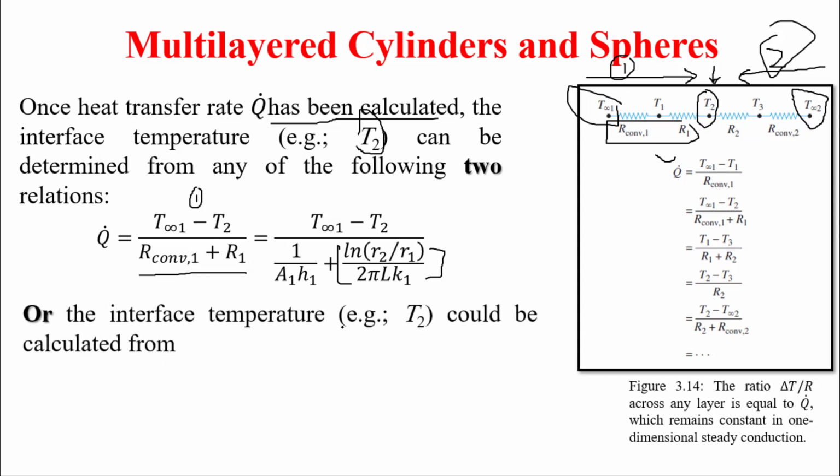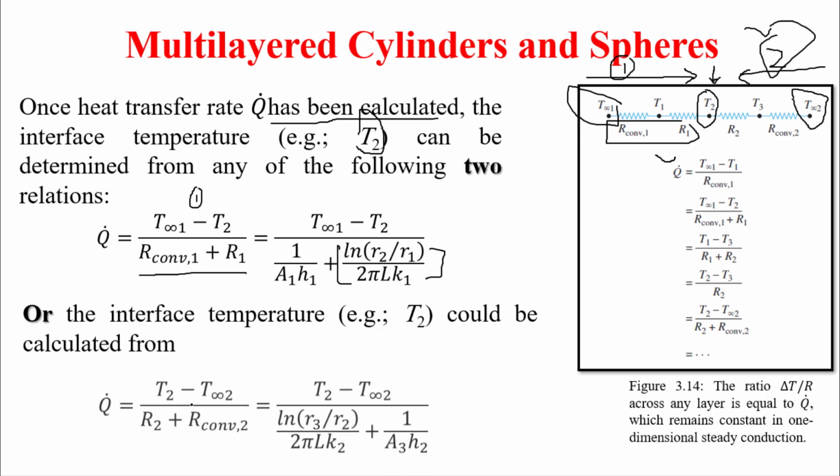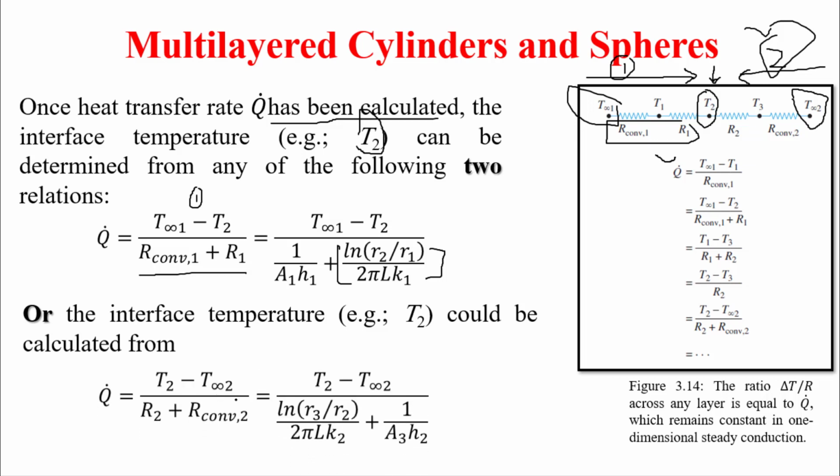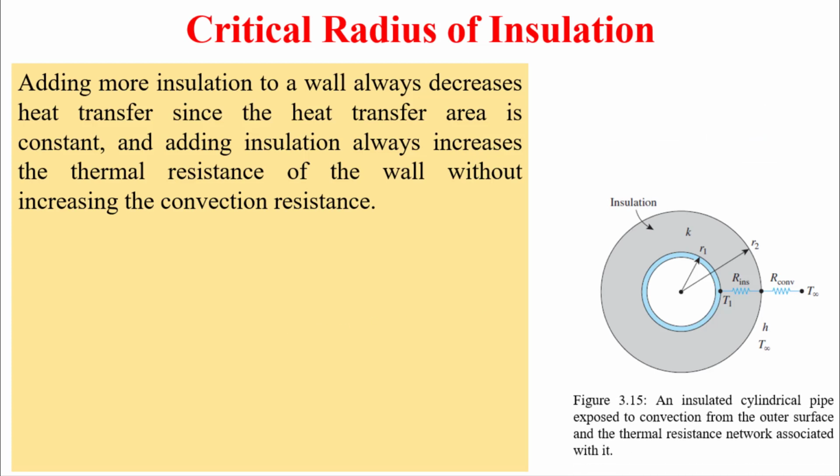Okay, so we can come from the other side and name it this side, which is equal to T2 minus T infinity 2 divided by the resistance between them, R2 plus R convection 2. Okay.